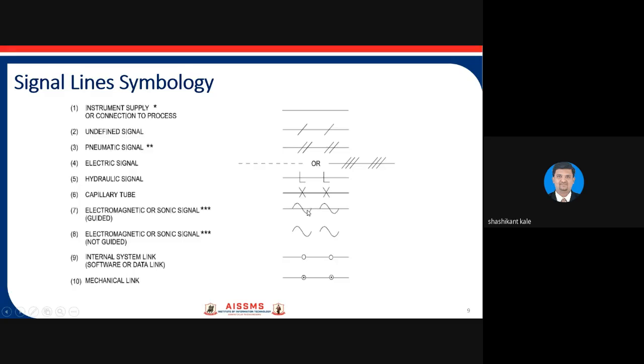Electromagnetic signals are shown like this line, and in that some waves are there. This is a guided wave signal, electromagnetic guided wave. Non-guided waves are shown like this. Like this you can draw different lines in order to draw the P&ID diagrams.